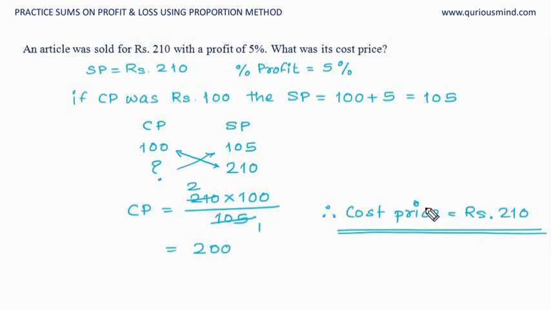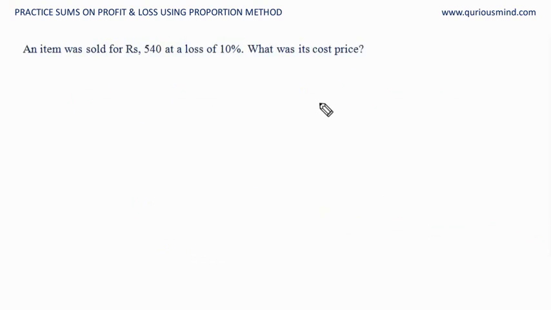Let's do the next one. An item was sold for rupees 540 at a loss of 10%. What was its cost price? Givens are sold for, so SP. Now, we will have to follow the proportion method, and there what we do is we assume the CP as 100. Always assume CP equal to 100.